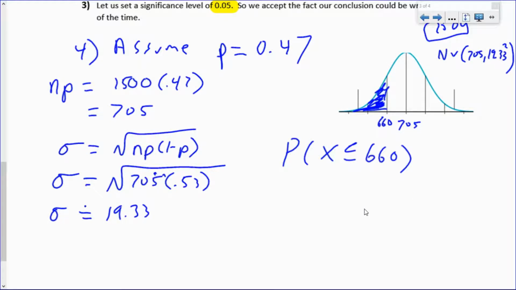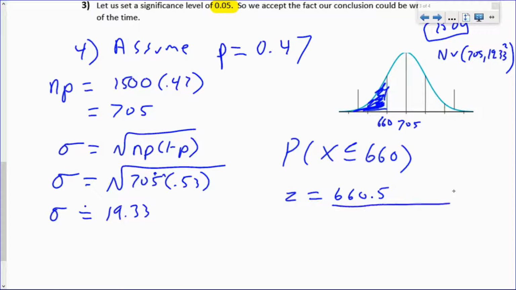Okay, and the probability at 660 or larger is going to be a really big number. That's not going to be shocking, where 660 or less might be small. So we calculate a z-score. Again, since our data is discrete, we actually need to use 660.5.